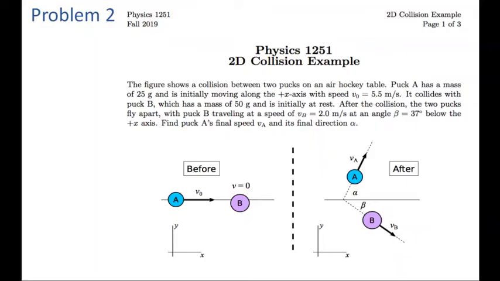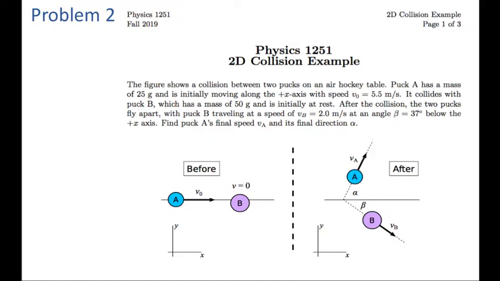Hi guys, so problem 2 says the figure shows a collision between two pucks on an air hockey table. Puck A has a mass of 25 grams and is initially moving along the positive x-axis with a speed of 5.5 meters per second. It collides with puck B, which has a mass of 50 grams and is initially at rest. After the collision, the two pucks fly apart, with puck B traveling at a speed of 2.0 meters per second, at an angle beta, which is 37 degrees below the x-axis.